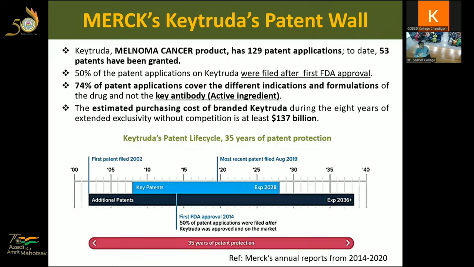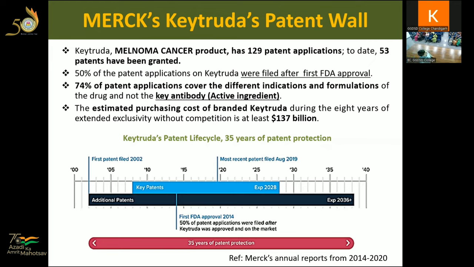Now I will discuss this particular molecule or product. It is a Keytruda patent. Now this is a patent for a melanoma cancer product. The company has 129 patent applications so far. Out of these 129 applications, 53 patents have been granted by the US regulator.